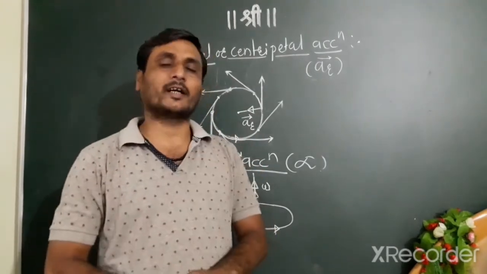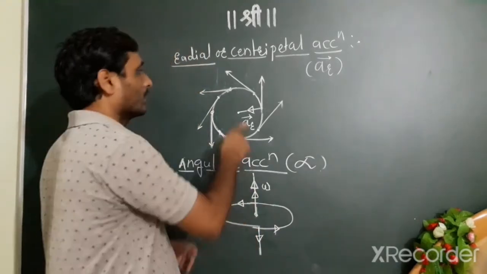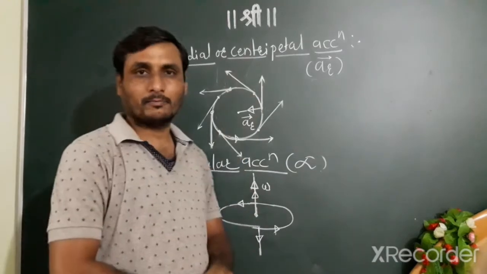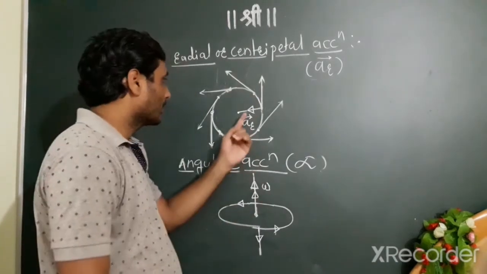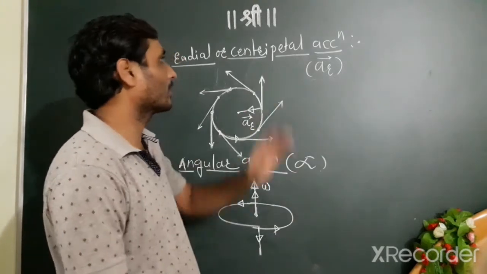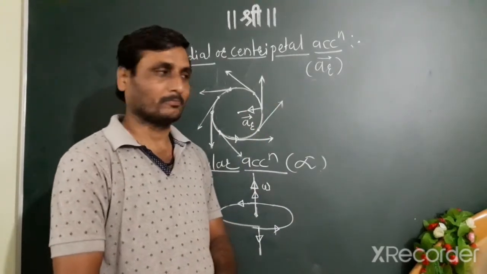Why is it called radial acceleration? Because it acts along the radius. It is also called centripetal acceleration because it is directed towards the center of the circle. Therefore, it is called centripetal acceleration.